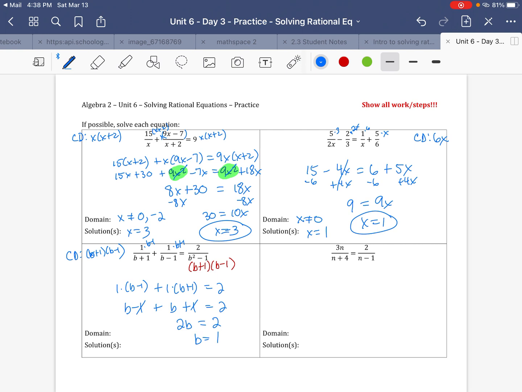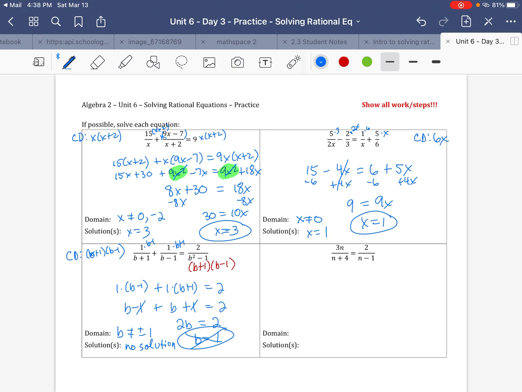So look up here. What would make these denominators be 0? -1 and +1 are no good to me. So b cannot be plus or minus 1. And look at this. I just got 1 as an answer. So this is actually a no-no. So I will say that there is no solution. The only solution I got was something that was not allowed. So I can't have an answer. There's no answer. All right.